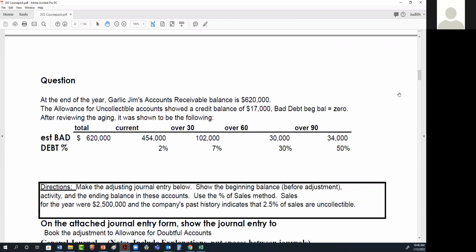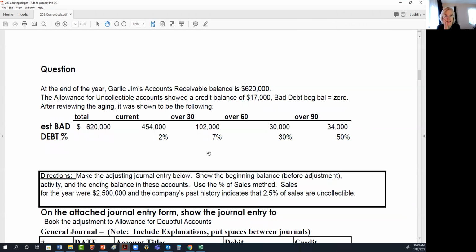All right. So we're on page 22 of the course pack. Now it looks very similar to page 21. So read it carefully. Don't read all the detail first. I tell students all the time, in a test situation, bring a highlighter and go straight to the directions or the instructions. Make the adjusting entry below. Use the percent of sales method. What that means is you don't need to age anything for percent of sales. You just take a percent of sales.